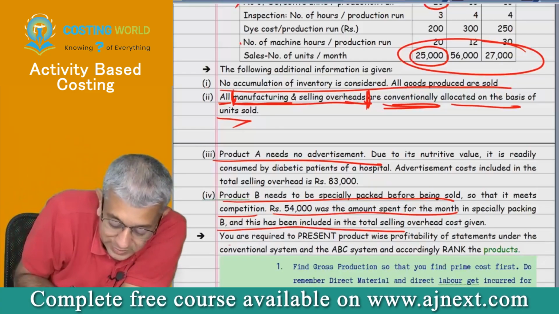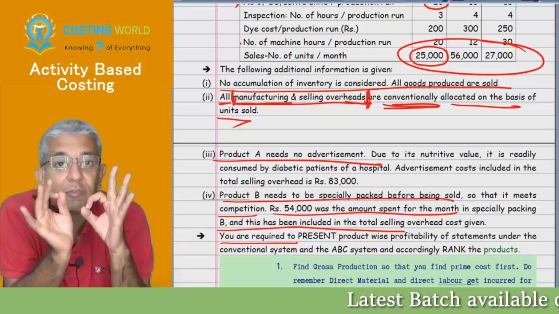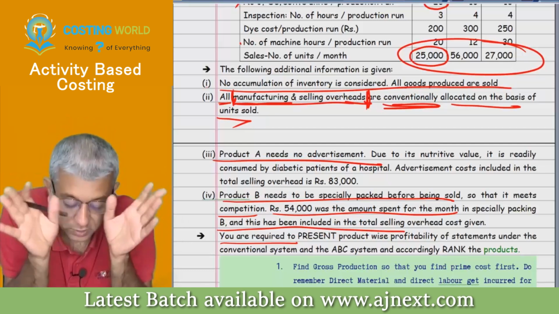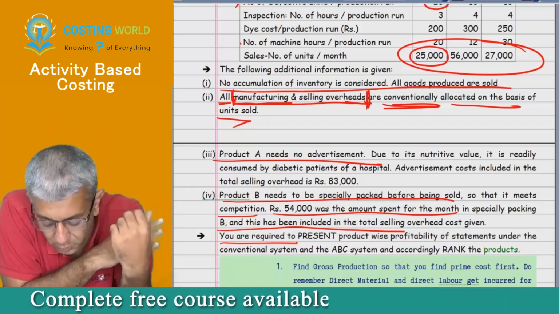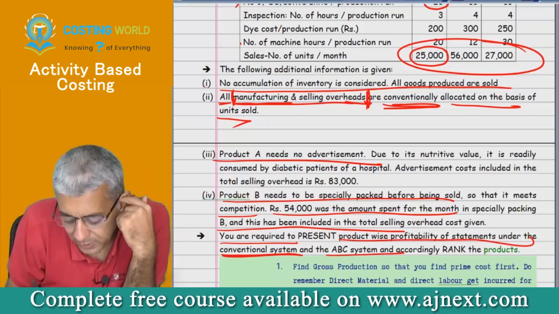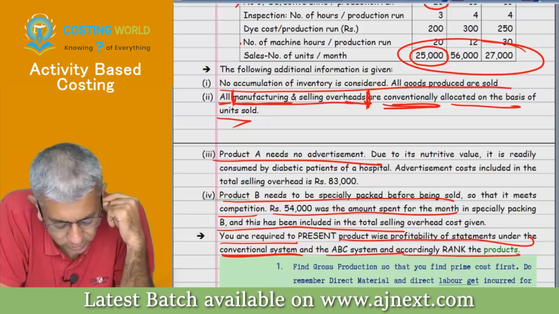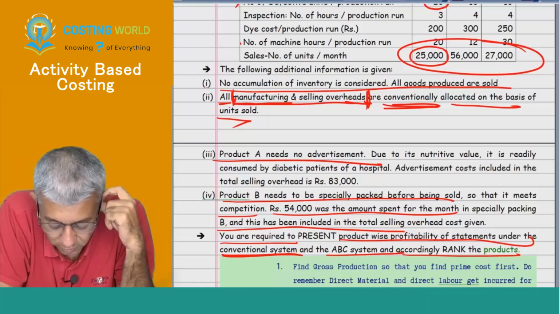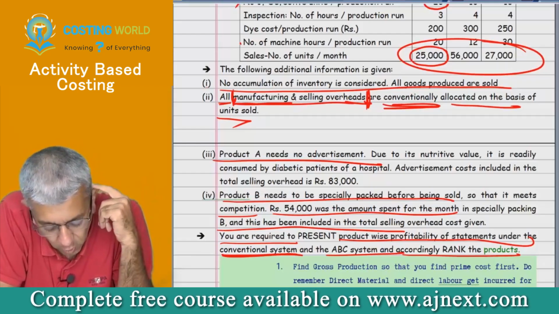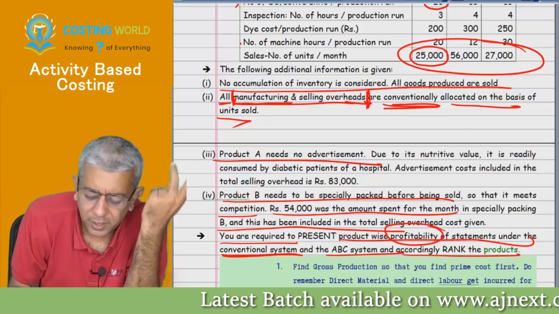You are required to now see the present, whatever you have to be doing, read that thing. Please do remember, you get marks if you answer the required part, not whatever you want to answer. Whatever ICAI wants you to answer, you get marks for that, beta. You are required to present product wise profitability statements under the conventional method and activity based costing, and accordingly rank the products. Rank the products, I think you should try to rank the products based upon the profitability, what else.